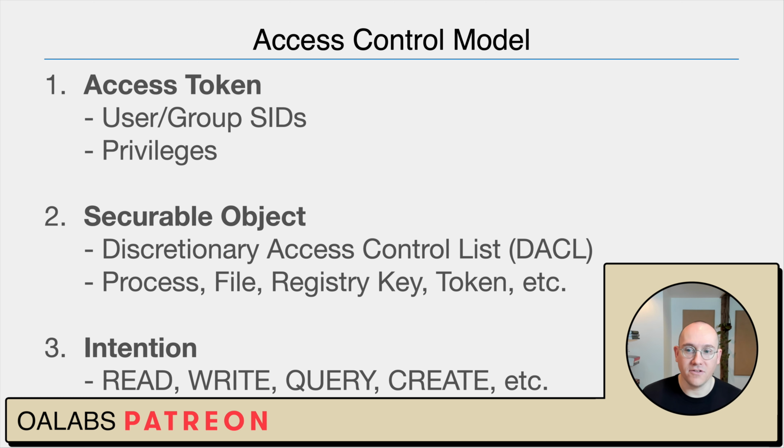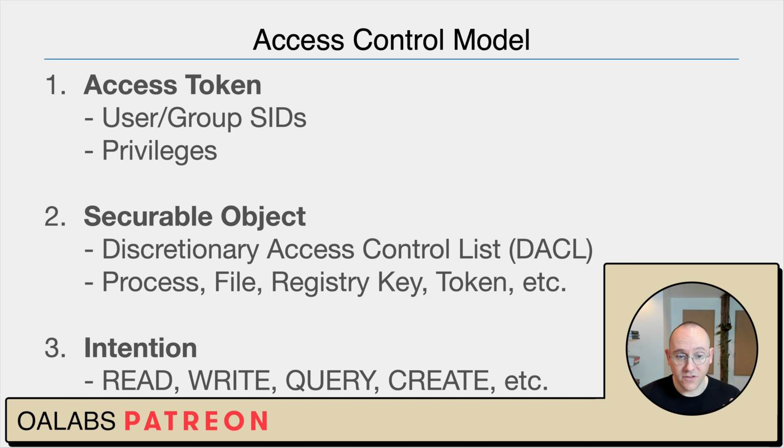The second part of the access control model is the securable object. Pretty much everything in Windows is a securable object. I mean, basically process, file, registry key, token, everything is a securable object. So really it's just any object in Windows, and the securable part is the discretionary access control list, or DACL, as you've probably heard it called before. What this is, is a list of user and group SIDs that can access the object and what their access is. So it's basically an access control list for the object.